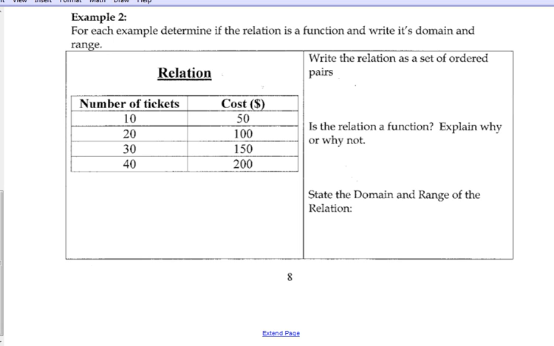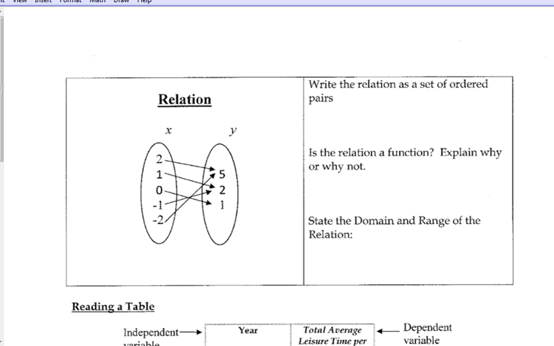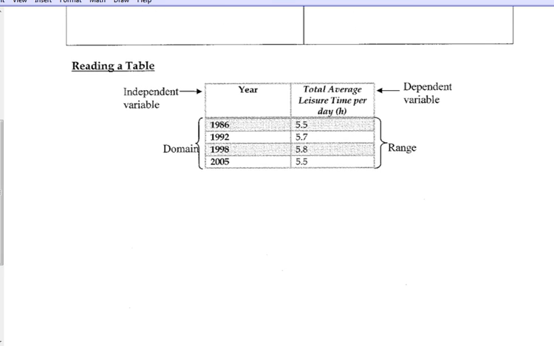So, review from yesterday. I'm actually going to jump to page 9 for a second. On page 9, just a review, we have a table here. It says year and total average leisure time per day. We call the year the independent variable.